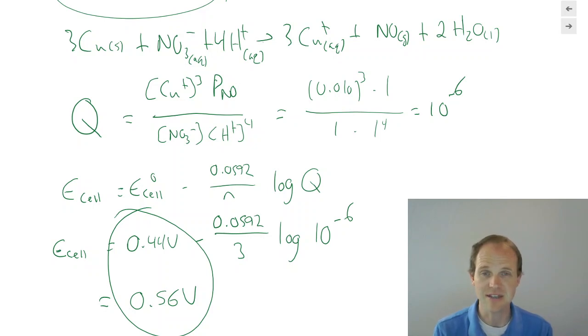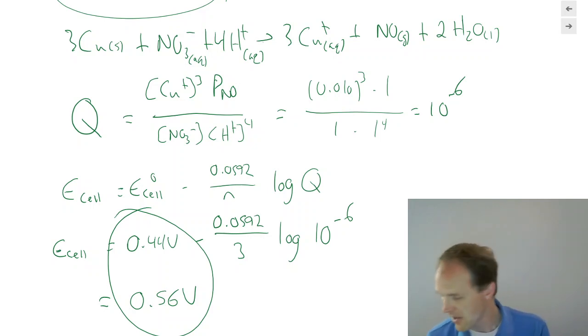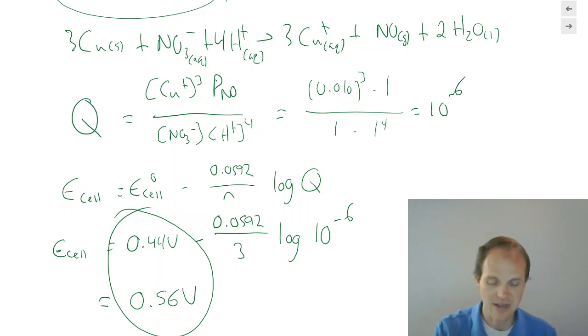Okay, and this is related to how batteries, when they age, change voltage. Because as you make more product, as you have more of that stuff there, the voltage is going to go down, because your Q is going to make it so that you're subtracting off things from your E cell. All right, so that is how you calculate cell potentials at non-standard conditions.